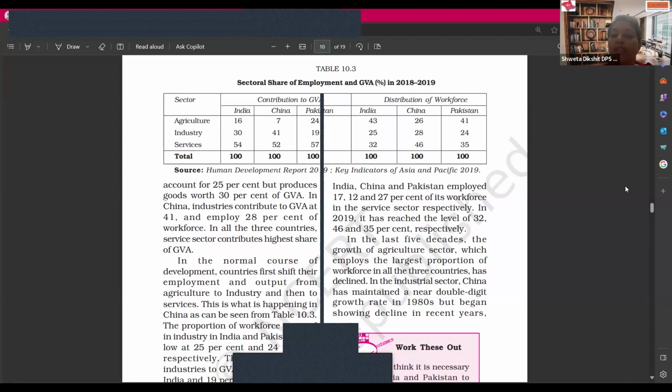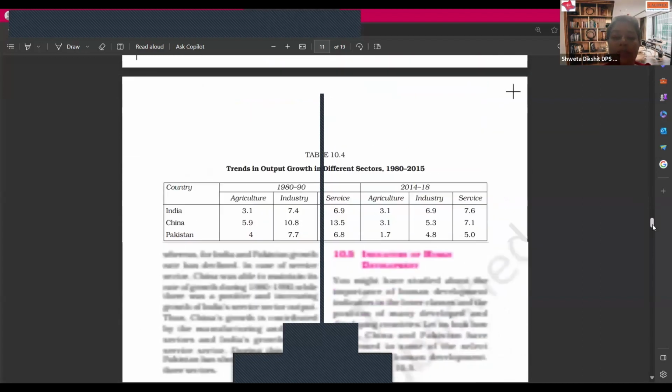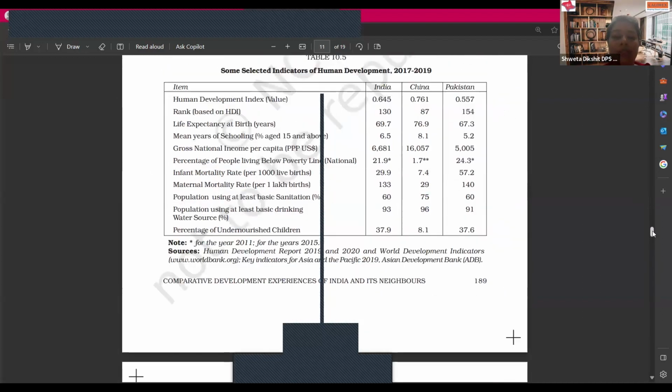Now proceeding to the next table presentation, which I opened this presentation for this basic reason. This is a very, very important table, which is table number 10.5 about the human development indicators. First of all, the HDI. This is one marker also. I'm just talking about the index value, not the rank. The human development index value is 0.645 for India, 0.761 for China, and 0.557 for Pakistan.